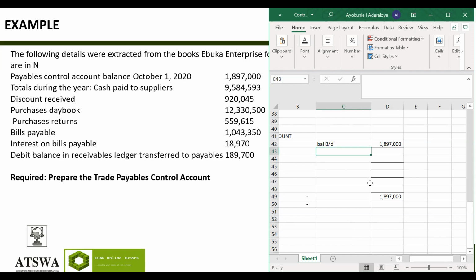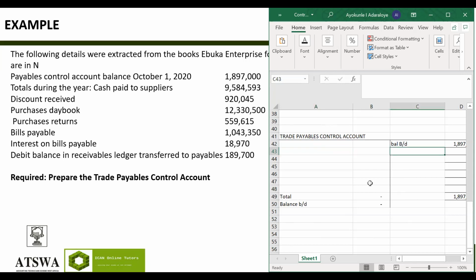Okay, so totals during the year, cash paid to suppliers. Is it increasing or is it reducing? It is reducing. If it's reducing, will it be on the debit or will it be on the credit? Debit. It will be on the debit. So cash paid to suppliers. How much is it? 9,584,593. Is that correct? Yes, sir.